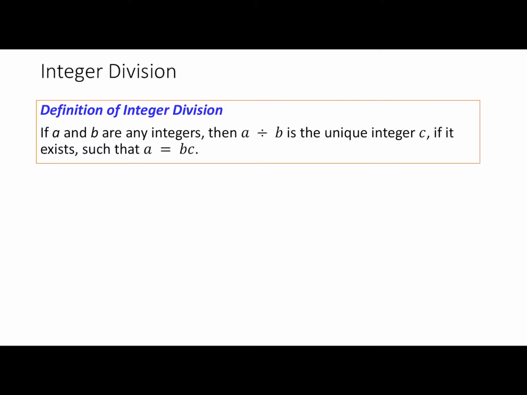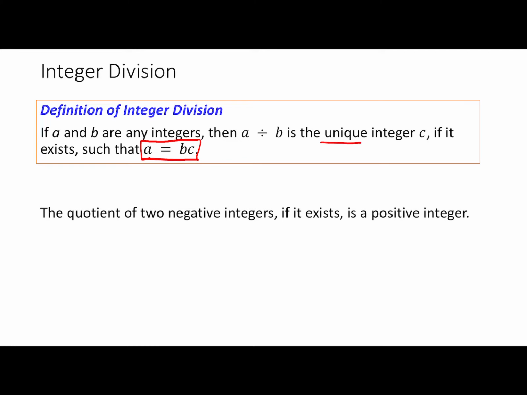We could also use the definition of integer division. So the definition here is the same definition that we saw for whole numbers. If a and b are any integers, then a divided by b is the unique integer c, if it exists, such that a equals b times c. So it's the unique solution to this multiplication problem.